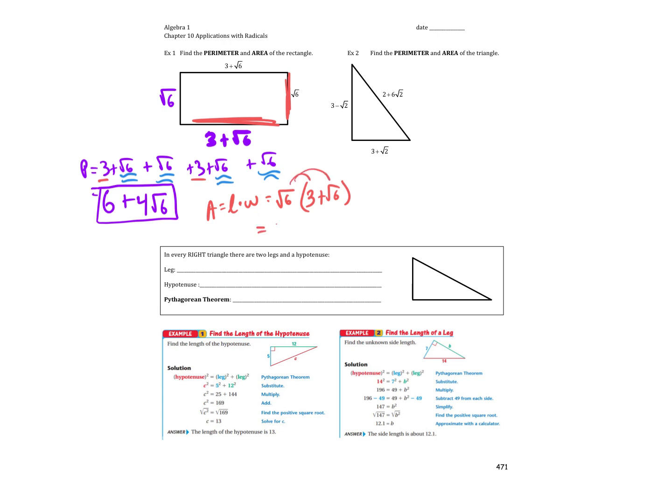And so that gets me 3 root 6 plus the square root of 6 times the square root of 6. Remember, that's just 6. Right? Square root of 6 times square root of 6 is 6. And that's my answer for the area.